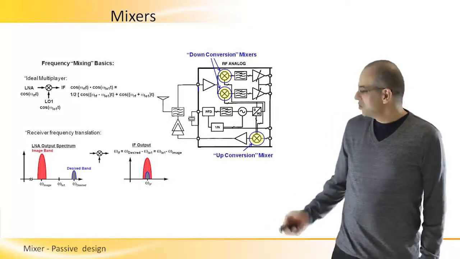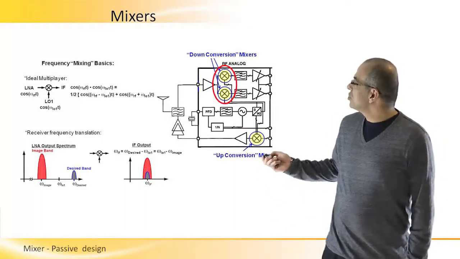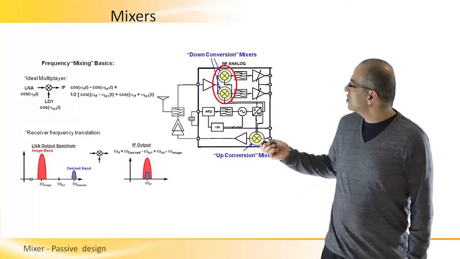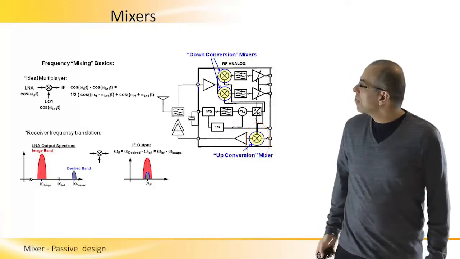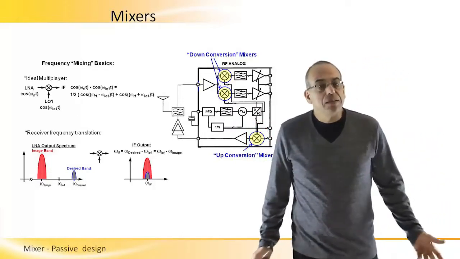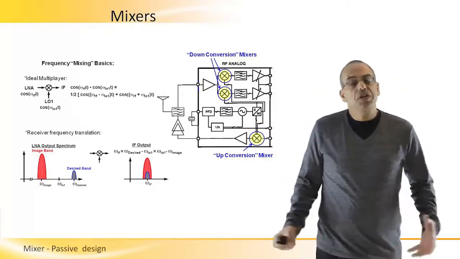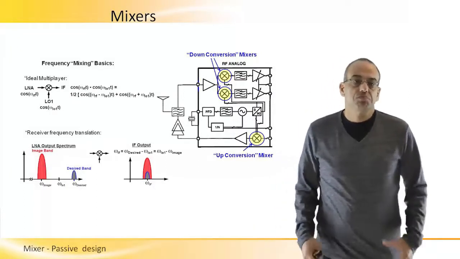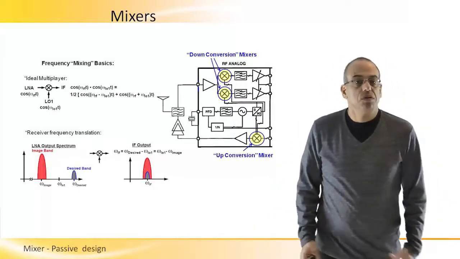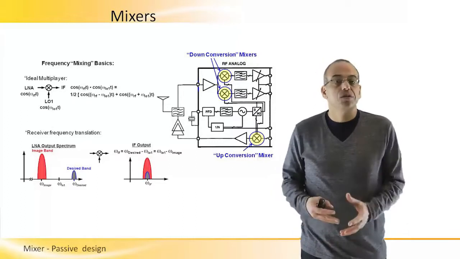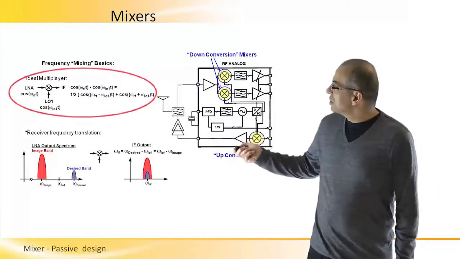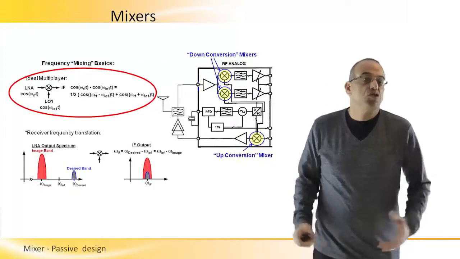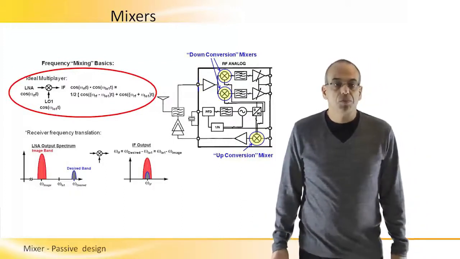Mixers are used in transceivers both as down converters, as we can see here in this schematic, or as up converters in the transmit chain. Ideally, we can describe mixers as multipliers, multiplying two cosine circuits. So here we can see a description of an ideal multiplier.